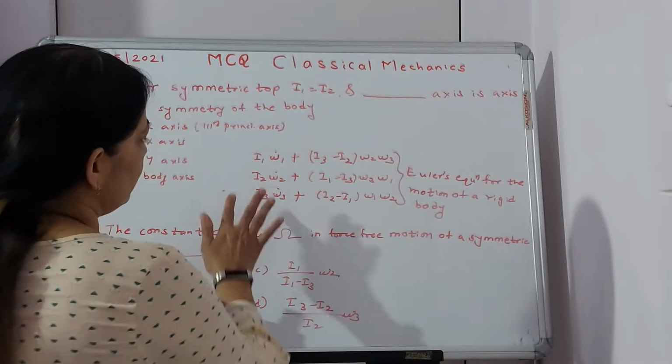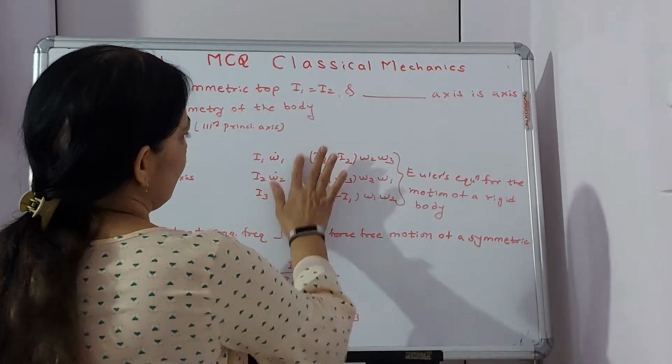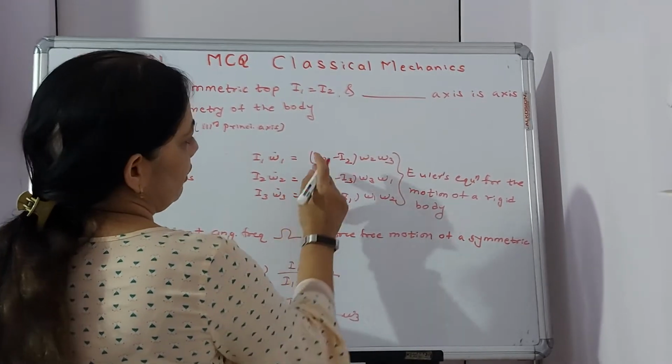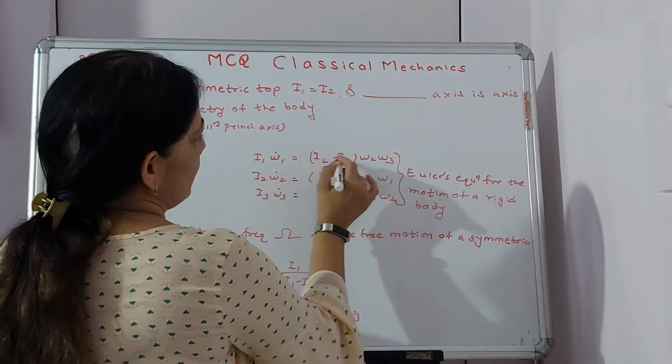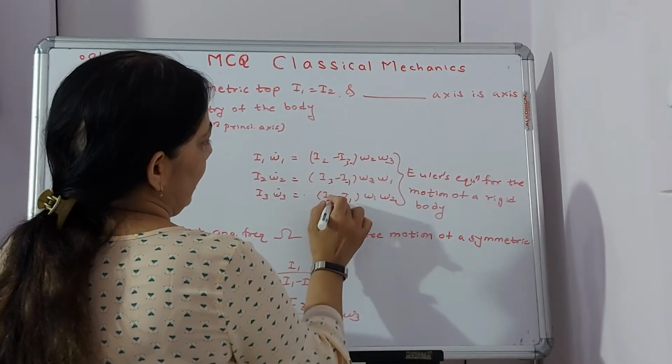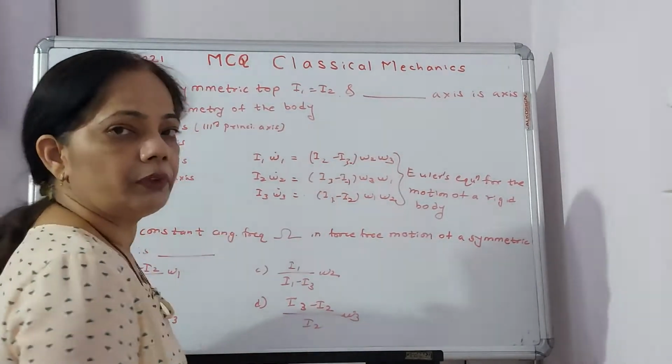So what will happen over here? I'll have to take this equal. So this will become minus. I can change just the angles: make 2, 3, then this is 3, 1, and this is 1. Fine.